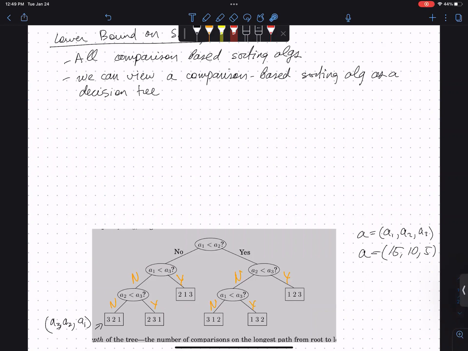Okay, now do you guys see how we can view an algorithm as a decision tree? How many are comfortable with that? Okay, good. Now, what can we say about this tree? So the leaves, each is a possible output.